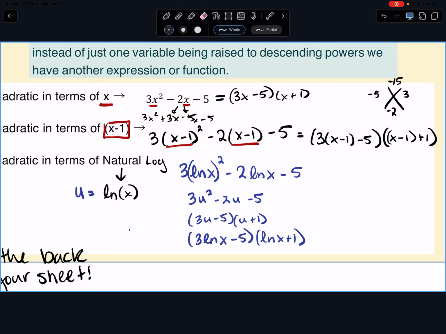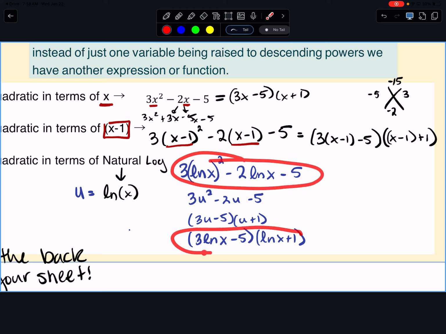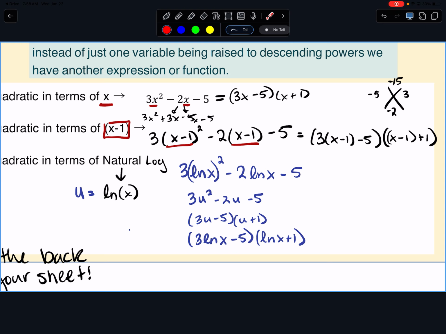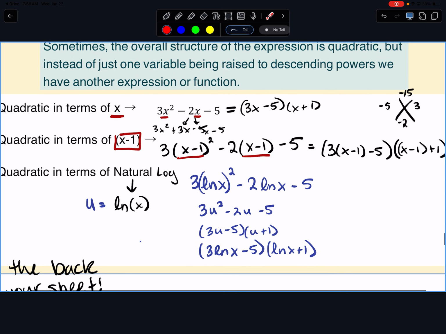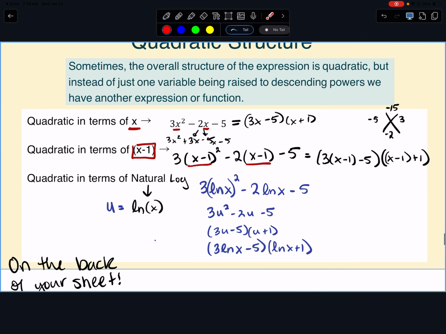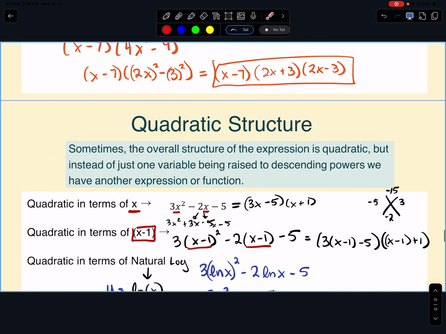And if you see this quadratic type, right, we need to be able to recognize, hey, do I see the same function raised to the second power, raised to the first, raised to the 0? Do I see descending powers? Can I use quadratic form to factor that? All right.